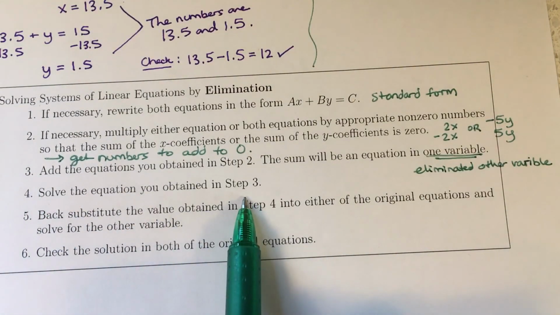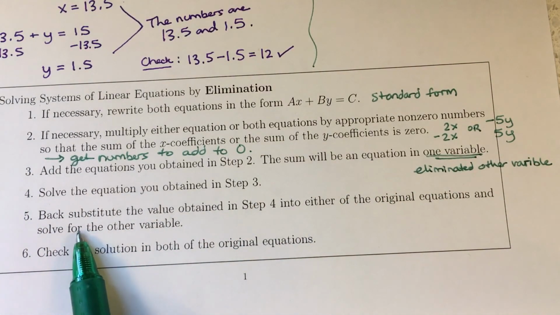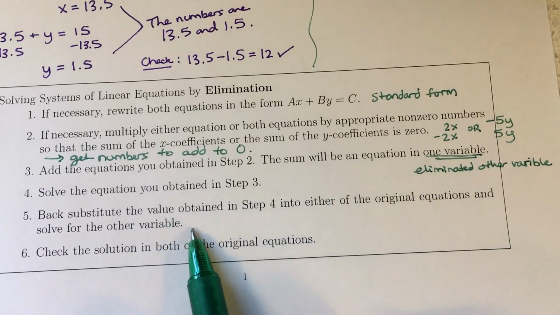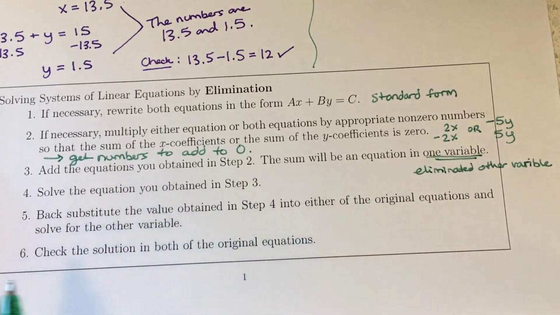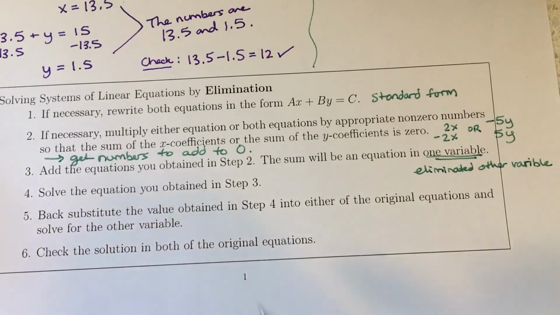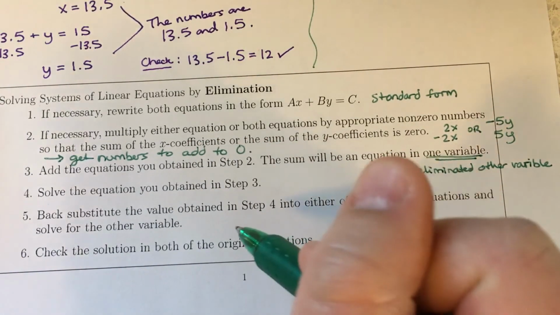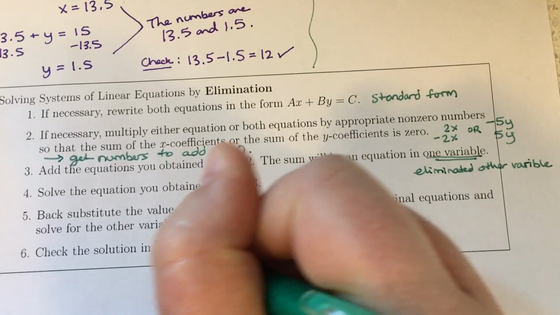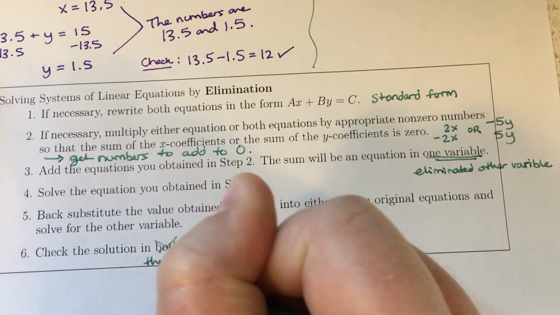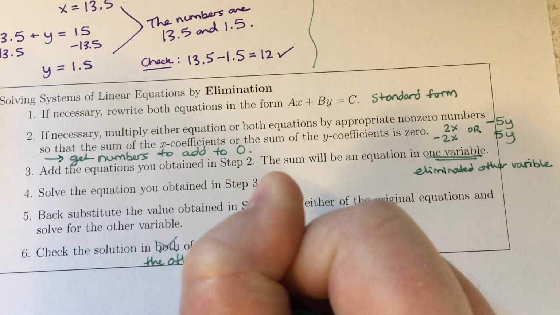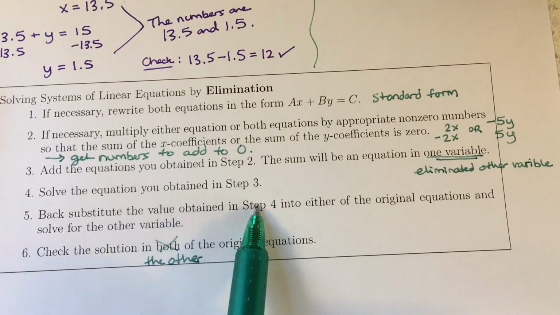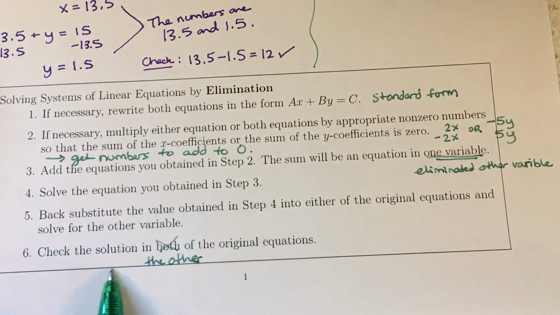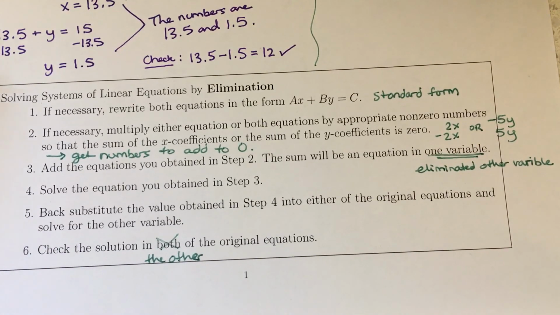So now we solve for either that x or y. Back substitute it. Put it back into one of the original equations and then check in the other. I'm just going to say instead of both, the other original equation. Because we're going to find the eliminated variable with one equation and then the other equation is great for checking.